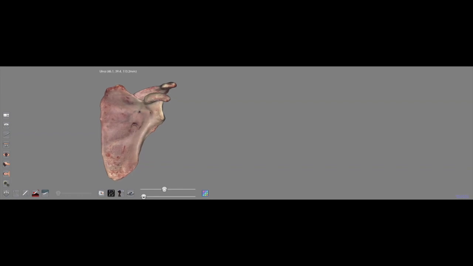So looking at the anterior aspect of the scapula, there are several landmarks to make note of, which are palpable. These are going to be our inferior angle of the scapula, as well as the superior angle of the scapula. We also have the lateral border of the scapula and the medial border of the scapula.